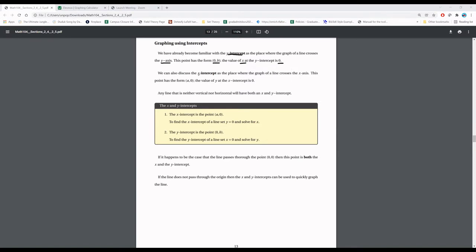We also have an x-intercept that we can discuss. This will be the place where the graph crosses the x-axis. It's a point of the form (a, 0). So x is some number a, and the value of y at that point is 0. As long as we have a line that is neither vertical nor horizontal, we will have both. We will have an x and a y-intercept.